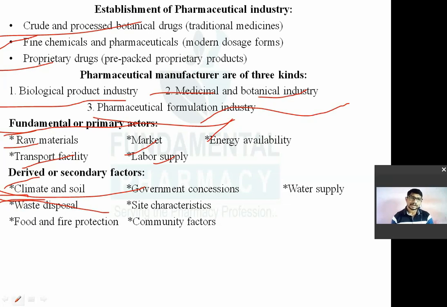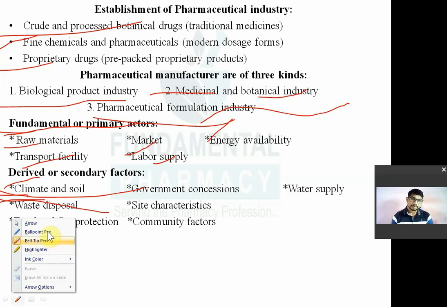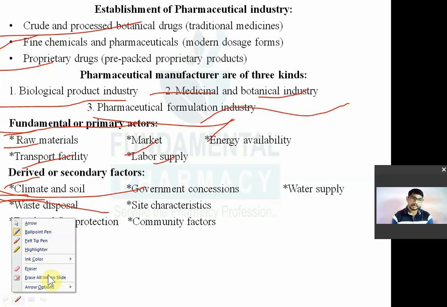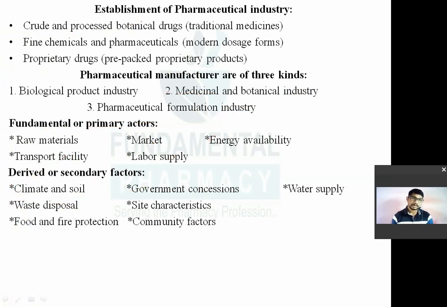So remember what are the primary factors, what are the secondary factors. I repeat again because this was the question. That's why you have to remember. इसके ऊपर और भी क्वेश्चन आ सकते हैं तो आपको ये मालूम होना चाहिए. So what are the fundamental or primary factors for establishment of industry? That is raw material, market, energy availability, transport facility and labor supply. These are the primary factors.